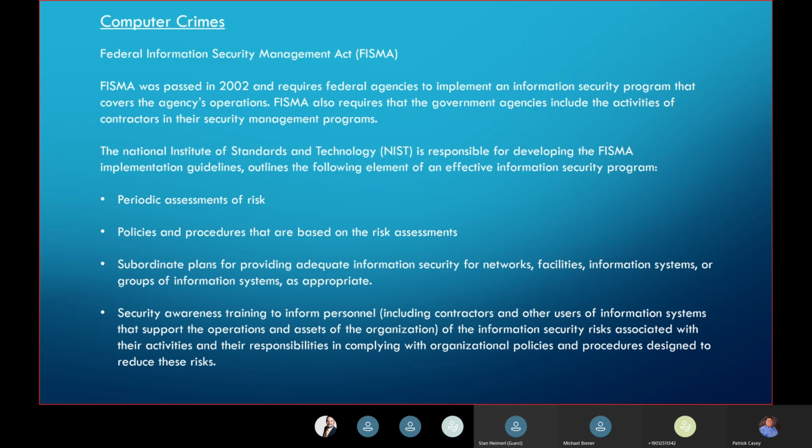Federal Information Security Management Act, FISMA. FISMA was passed in 2002 and requires federal agencies to implement an information security program that covers agencies' operations. FISMA also requires that the government agencies include the activities of contractors in their security management programs.